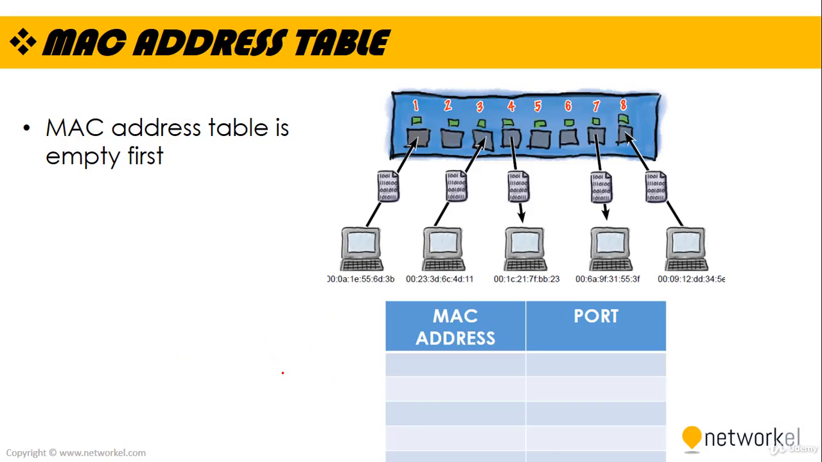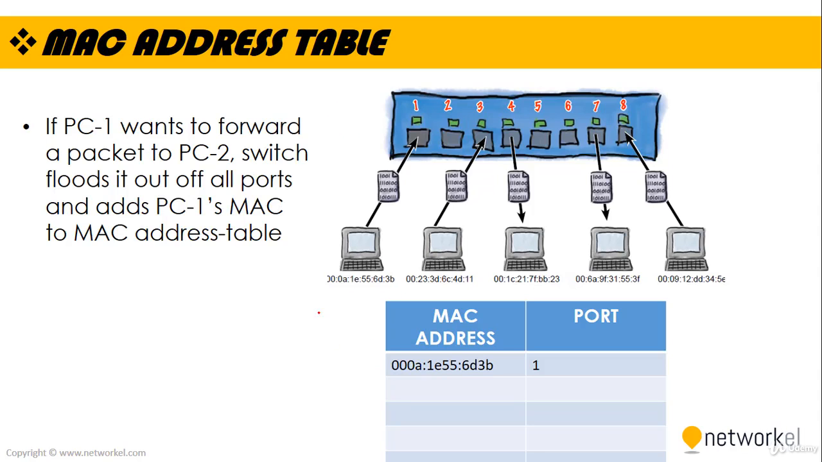Let's see how the MAC address table is established on a switch. Firstly, the MAC address table is empty. This is the switch, guys, and the MAC address table is empty, as you can see. In the first step, if PC1 wants to forward a packet to PC2, the switch floods it out of all ports and adds PC1's MAC address to its MAC address table.